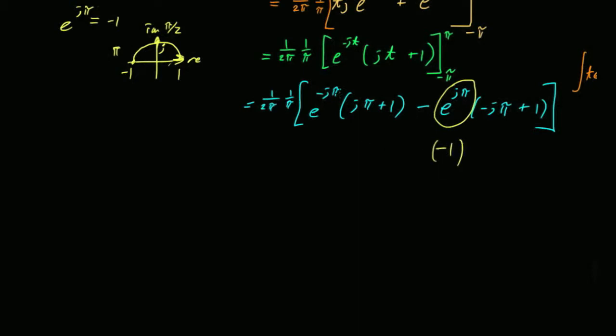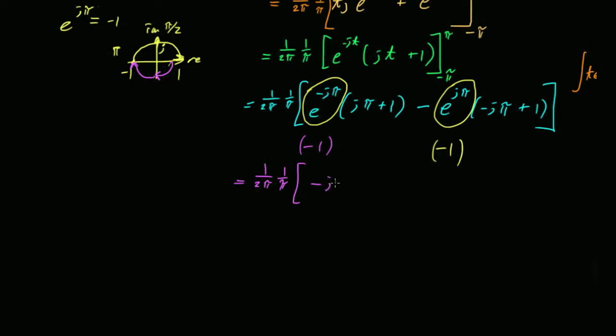What's e to the negative j pi? Same thing, right? If I go e to the minus pi over 2, e to the minus pi, guess what? I'm in the same spot. So this is also equal to negative 1. So let's simplify this mess a little bit. 1 over 2 pi, 1 over pi, times, okay, so it's negative j pi minus 1.